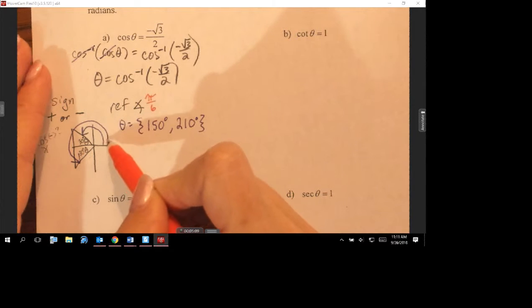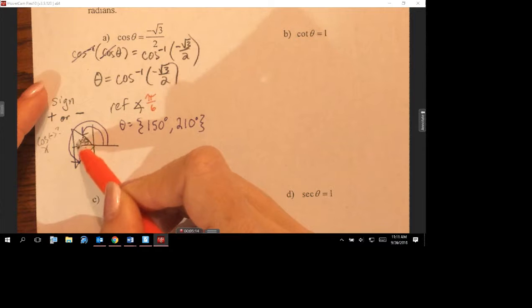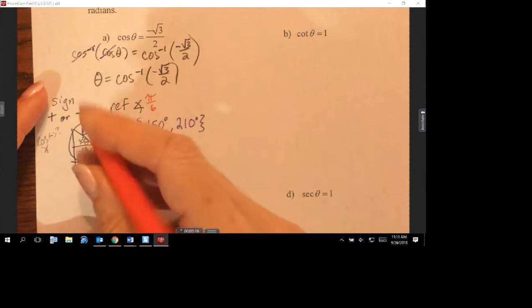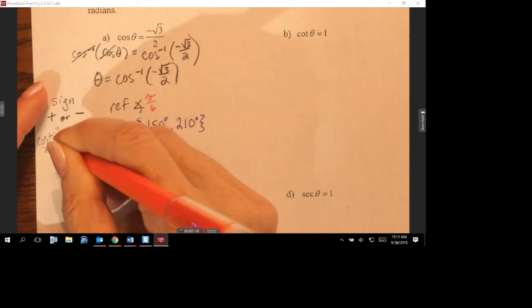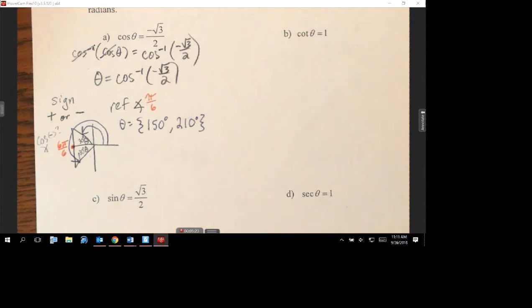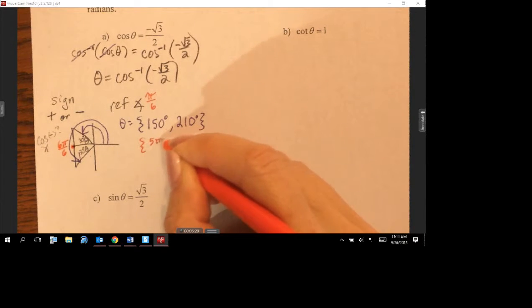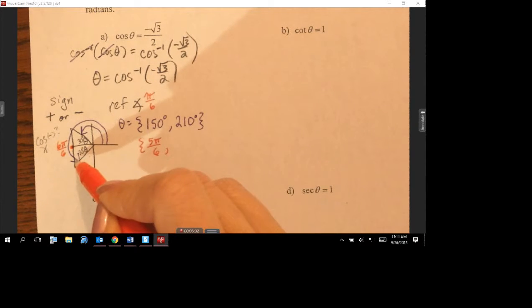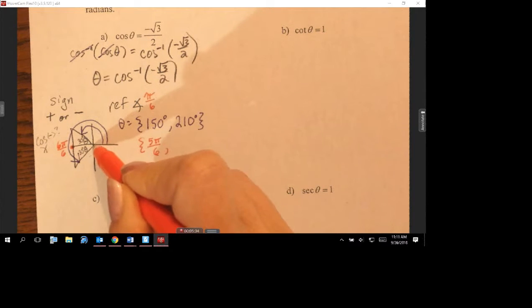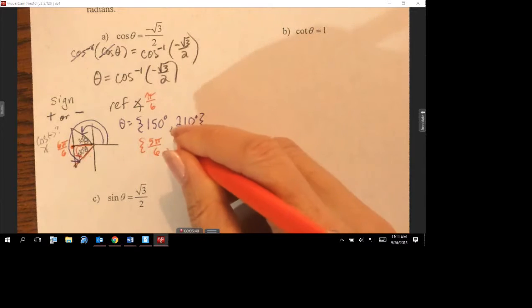So pi over 6 would be the reference angle. How many pi over 6's do I go through before I have one more pi over 6? The total is pi, the halfway around point, which is 6 pi over 6. So how many pi over 6's is that? 5 pi over 6. Then same question with the other angle down here. I've got 6 pi over 6 at pi, and then I go one more pi over 6: 7 pi over 6.